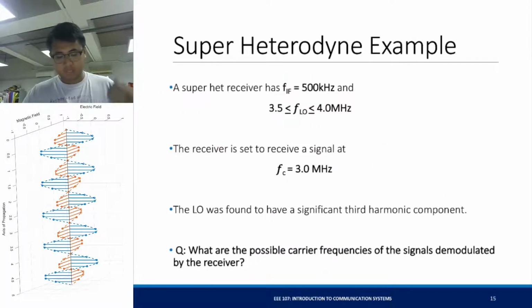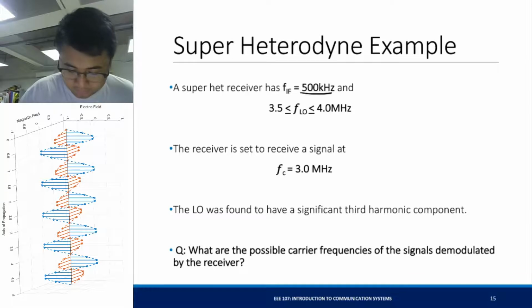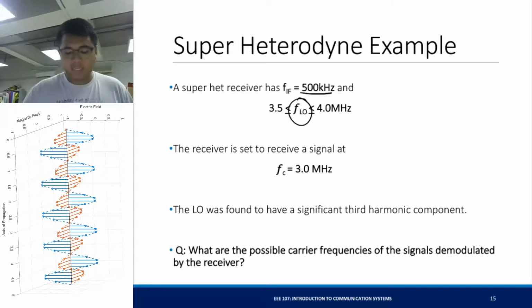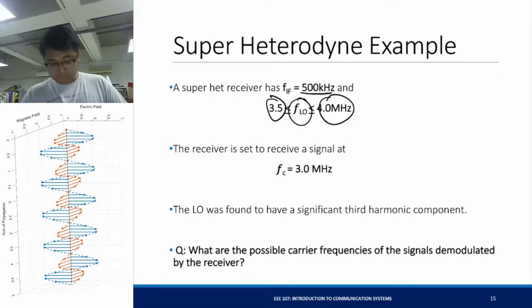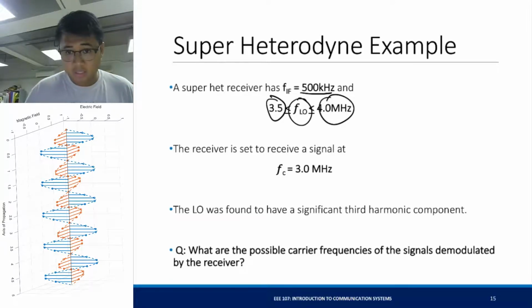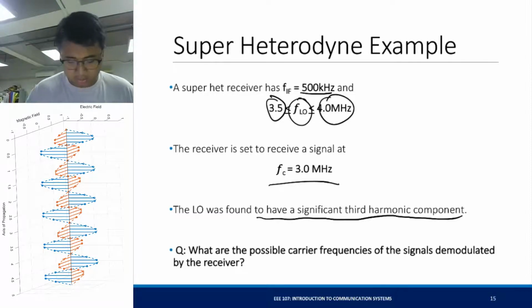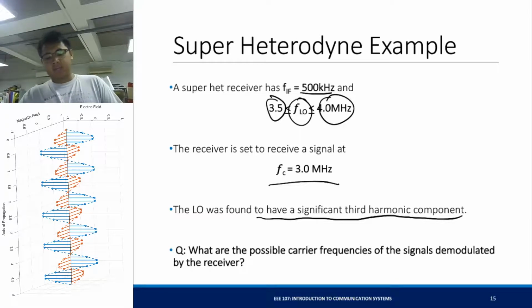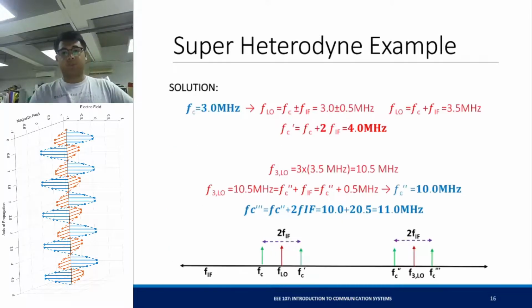Okay? So for example, a superhet receiver has an intermediate frequency of 500 kilohertz, and the local oscillator can be tuned from 3.5 to 4 megahertz. The receiver is set to receive a signal at 3 megahertz. And the LO was found to have a significant third harmonic component. What are the possible carrier frequencies of the signals demodulated by the receiver? How do we analyze this? So this is the solution.